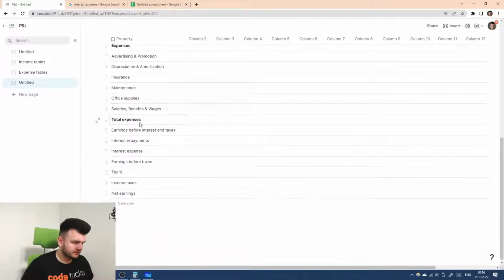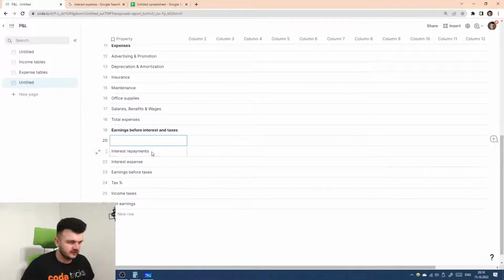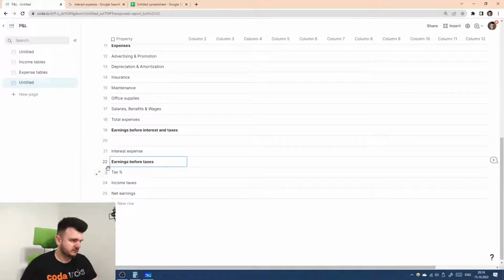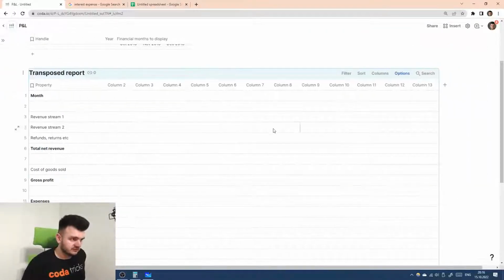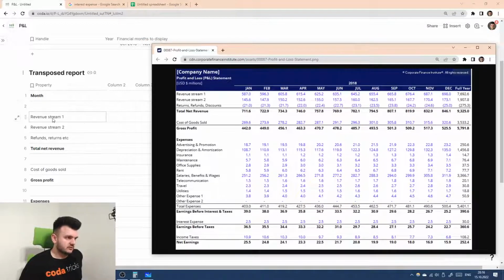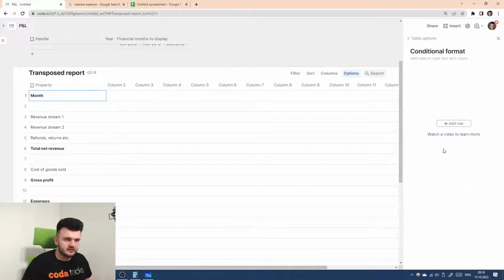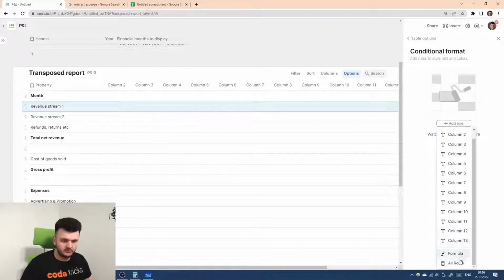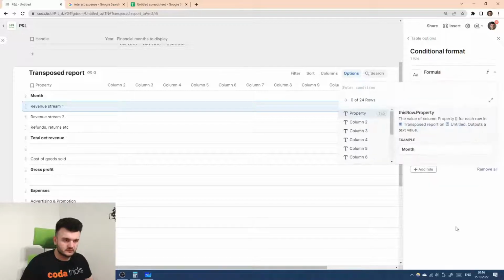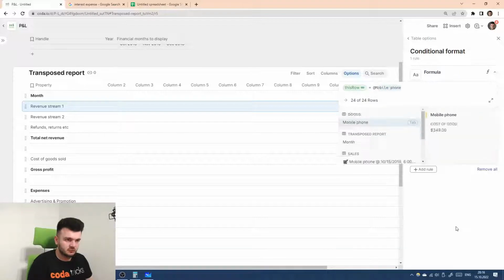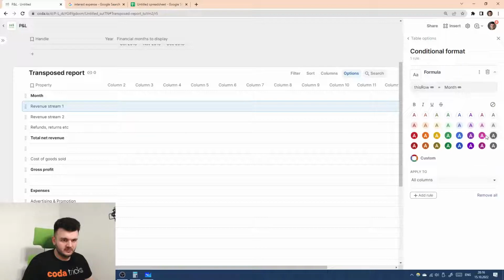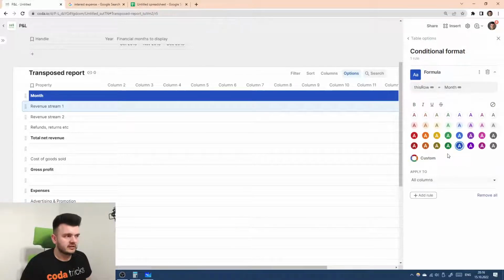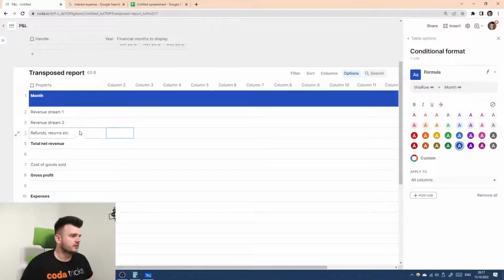Okay, this total expenses is not this. Then we have interest, which we don't need. We have interest expense, earnings before taxes, income taxes, and net earnings. Now this thing looks like this, sort of. So we have month, and we can do something like conditional formatting and add a rule that if the property is month in this transpose report, then draw it like this, and we can have a new line here to make it wider and higher.